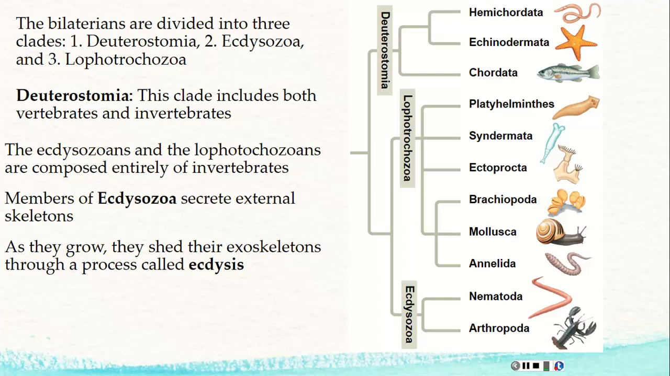The members of the ecdysozoa secrete external skeletons. They're easy to remember because these are animals that have to shed in order to grow. And that's referred to as ecdysis when they do this. So these are things you're familiar with. So these are the exoskeletons of insects. This would be the molting of things like blue crabs. They have to molt in order to grow.